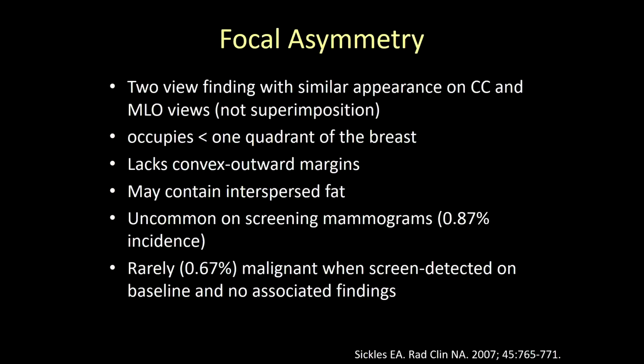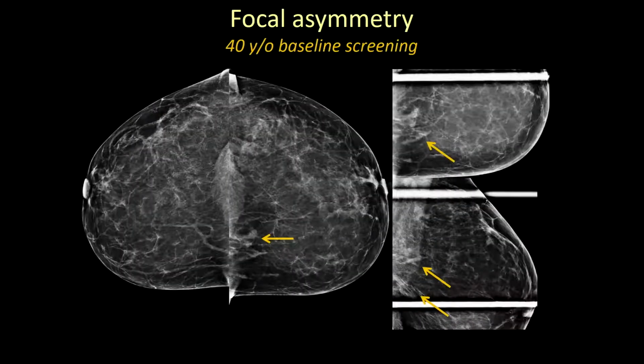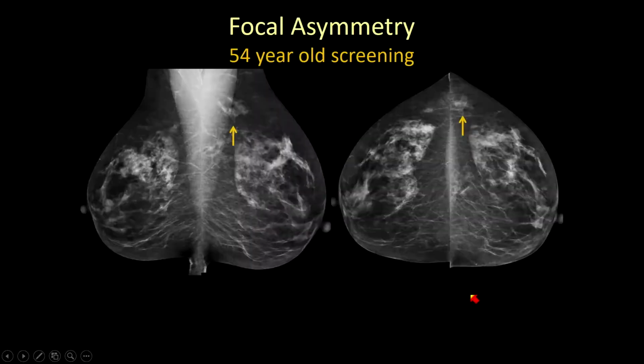It's an uncommon finding. Again, thanks to Ed Sickles' work, less than 1% of our screening mammograms have focal asymmetries, and it is also rarely malignant. This is an example from our practice. This 40-year-old on her baseline had this focal asymmetry here, medially, and in the posterior left breast. It localized to the upper breast on the MLO view. She had a negative ultrasound, and she was placed into 6-month follow-up. This has been stable for a number of years now, so just a normal finding.